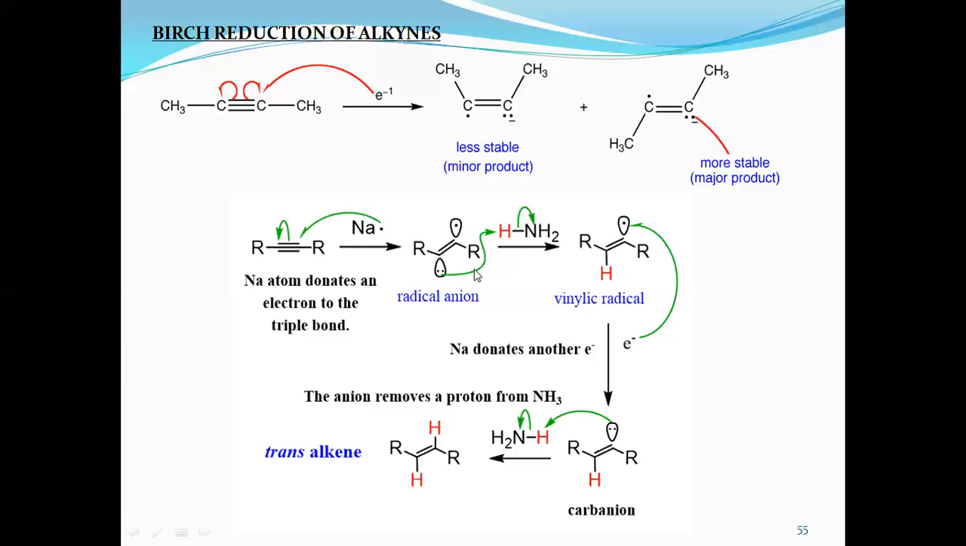So after protonation, this will produce this vinylic radical, followed by transfer of another electron to this vinylic radical from the sodium metal. For that we will get a carbanion, where both the R groups are in trans position. In the last step, it is again protonated by taking one hydrogen from ammonia, and it produces a trans-alkene.